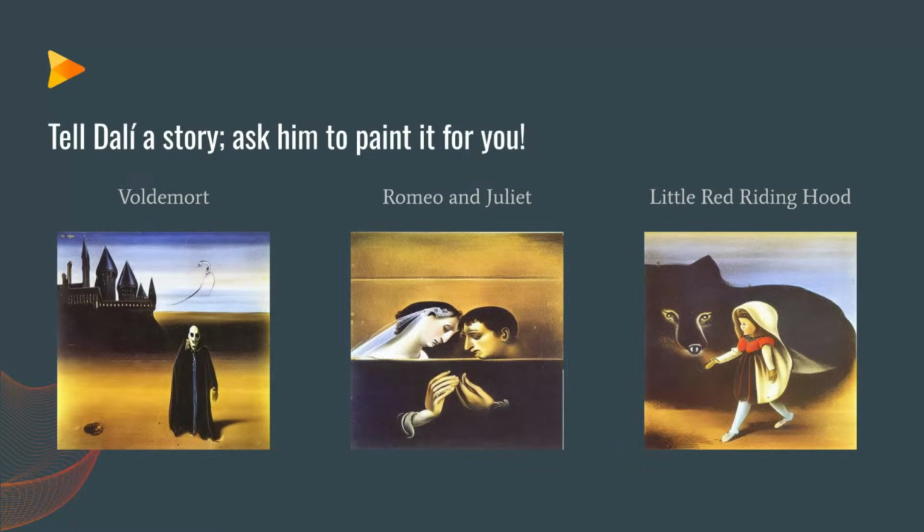Yeah, so we're back to our subtitle, Tell Dalí the story, ask it to paint for you. So here I actually use about 5 words to describe a short story and let the model generate the results for me. The first one is Voldemort. Yeah, and the second one is Romeo and Juliet, and the third one is Little Red Riding Hood.